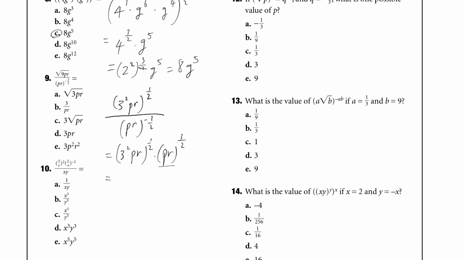Right? And I'm going to do the same thing. 3 to the power of 2 to the power of 1/2. It's just 3. And p to the power of 1/2. r to the power of 1/2. p to the power of 3 over 2. r to the power of 3 over 2.